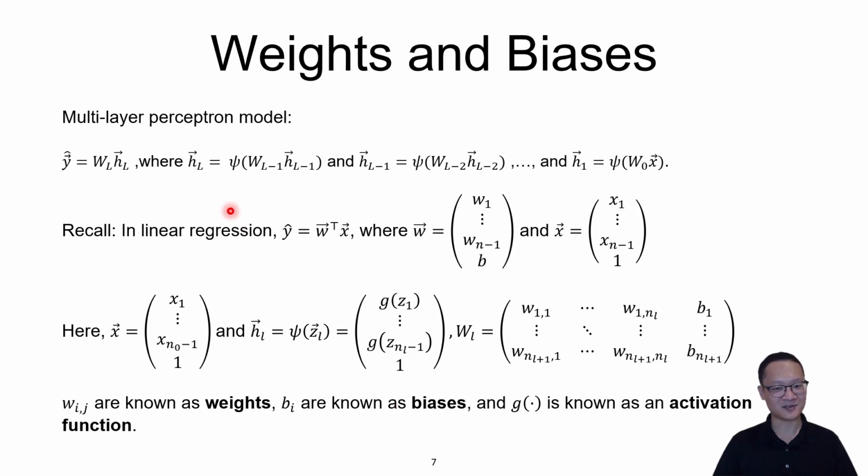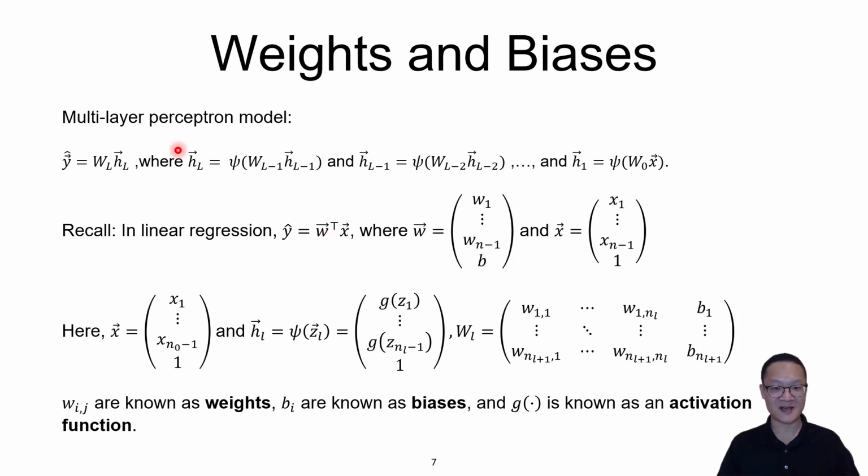Okay, so let's unpack a little bit. So this is our multi-layer perceptron model. In linear regression, we had a single scalar output, y hat, right? Now we have a y vector, but it used to be just y hat scalar equals w transpose x, where w was w1 to wn minus 1, and then b, and then x was x1 to xn minus 1. So this is the raw data, and then we append a 1 at the end to multiply with a b in the inner product.